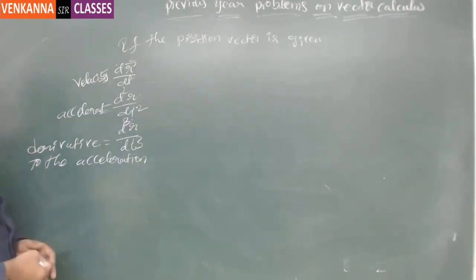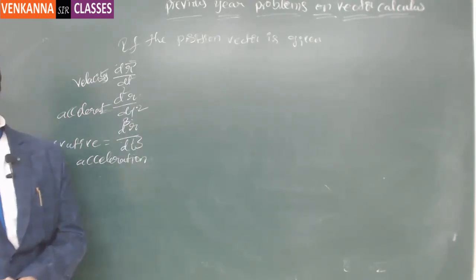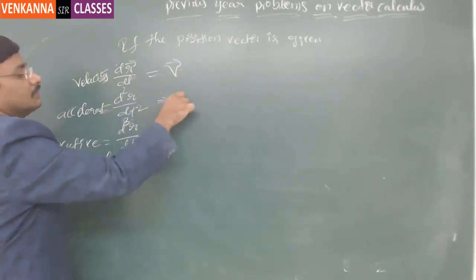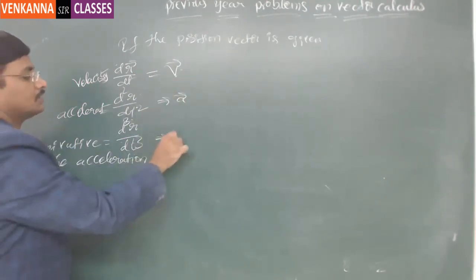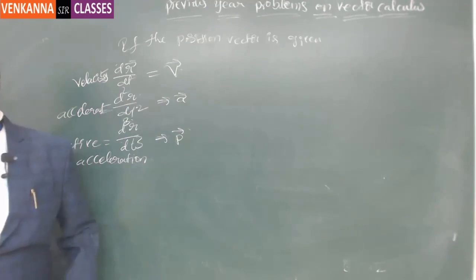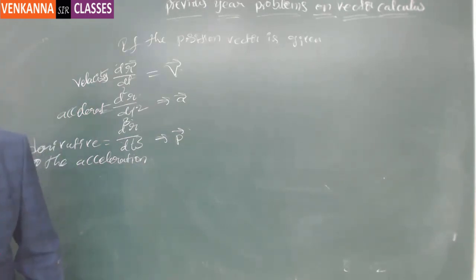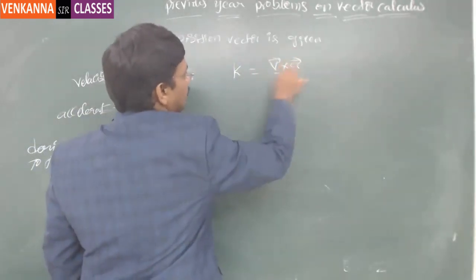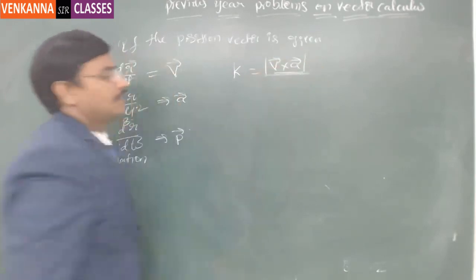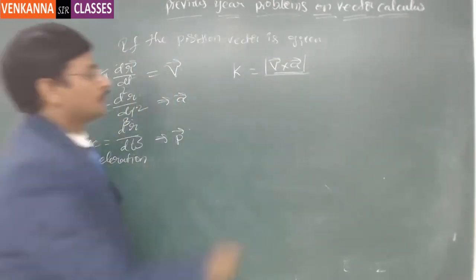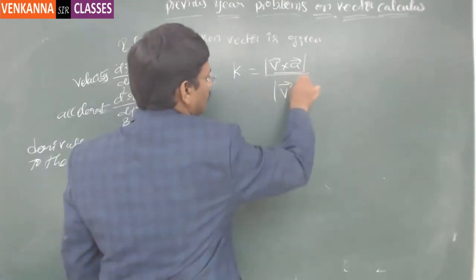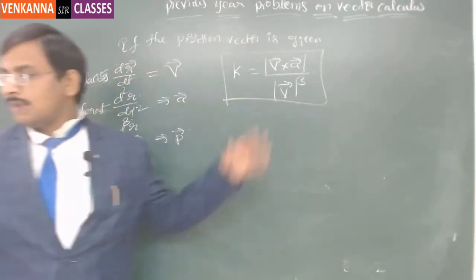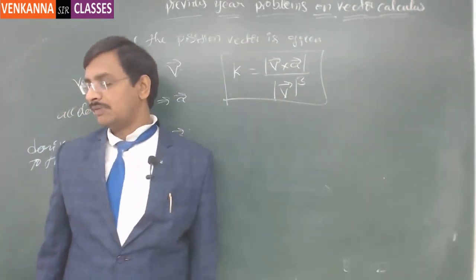Now finding out these values, once you find them, this is the velocity vector v and this is the acceleration vector a. Let me call this the vector p. Now to find the curvature, the k value is straight away given as modulus of v cross a divided by modulus of v bar cube. So this is the straightforward curvature equation. With this magnitude, you get the curvature value straight away.